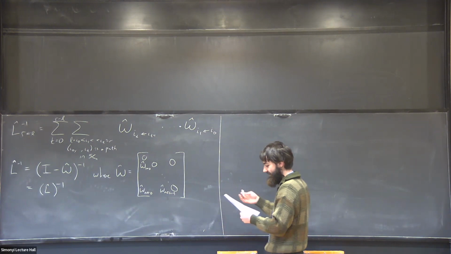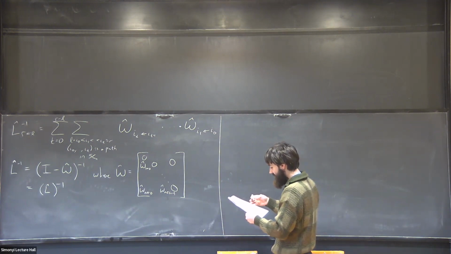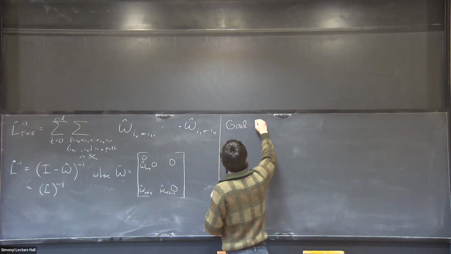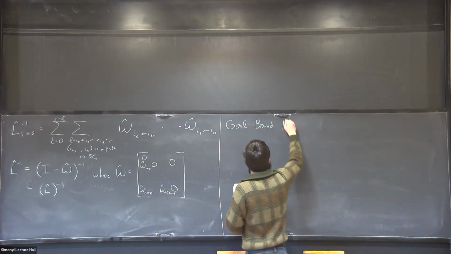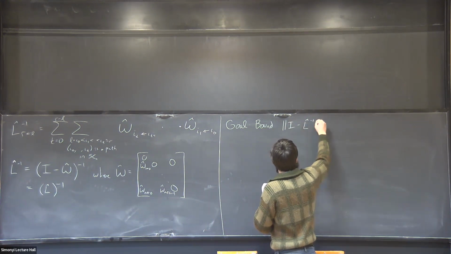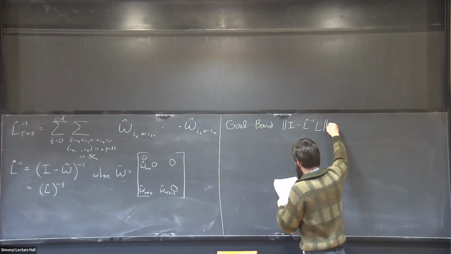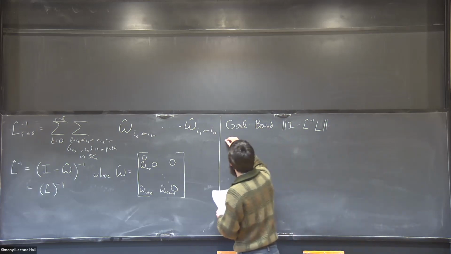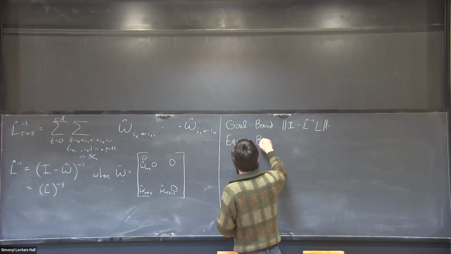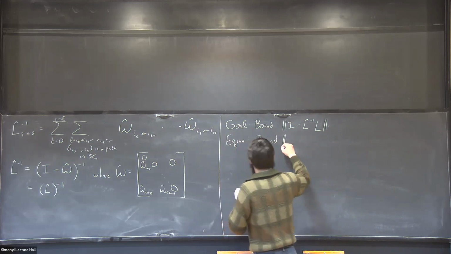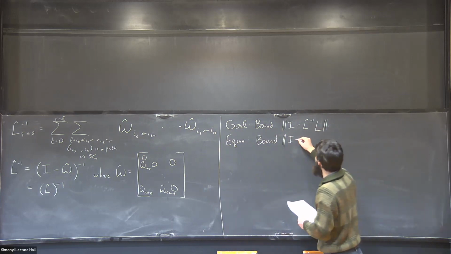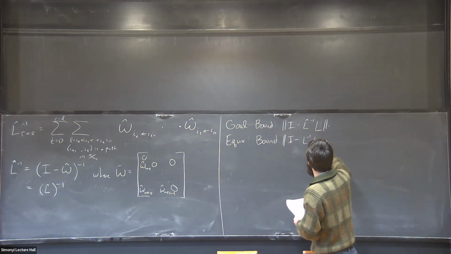Okay, but what does this buy us, right? Our goal is to bound this quantity, identity minus L hat inverse L. You can verify this is basically equivalent to instead taking the inverse of everything and bounding the identity minus L inverse L hat.